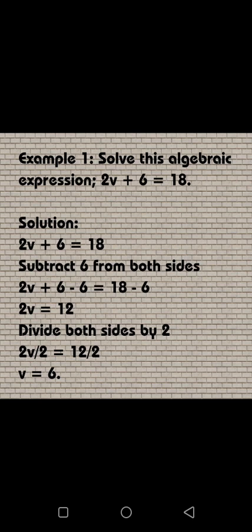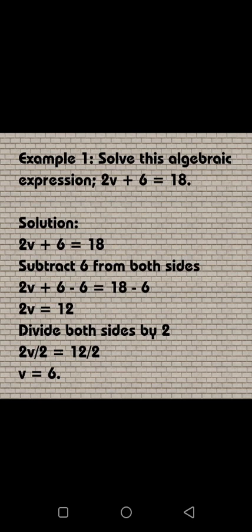So now since it's plus 6, it means we have to subtract 6 from both sides. If it's minus 6, then we add 6 to both sides, but it's plus 6, so we subtract 6 from both sides. So when we do that, the next expression we have is 2v plus 6 minus 6 equals 18 minus 6. So plus 6 minus 6 will cancel out each other, so we'll be left with 2v equals 18 minus 6, which will give us 12. So now we have 2v equals 12.